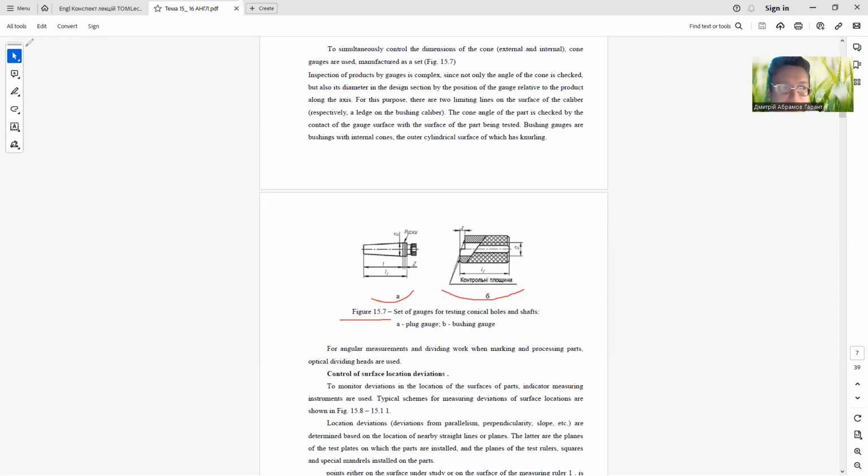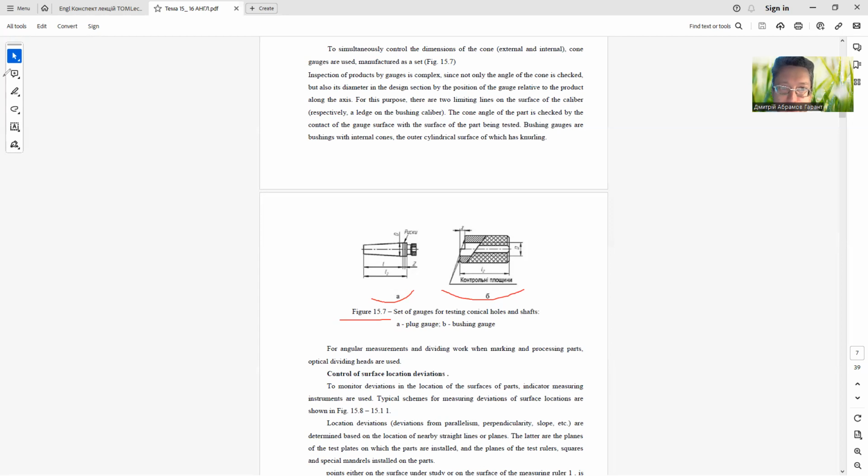Bushing gauge. So inspection of products by gauges is complex since not only the angle of the cone is checked, but also its diameter in the design section by the position of the gauge relative to the product along the axis.